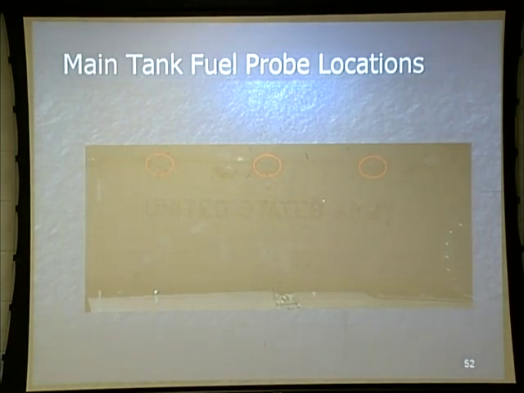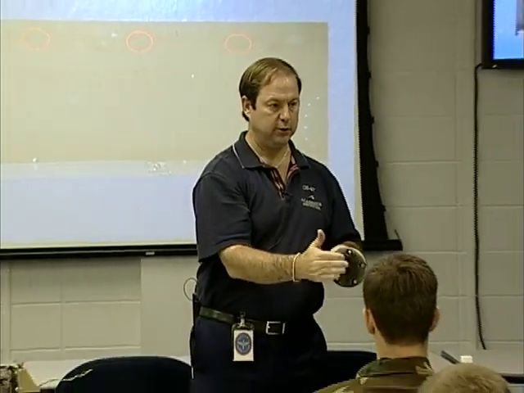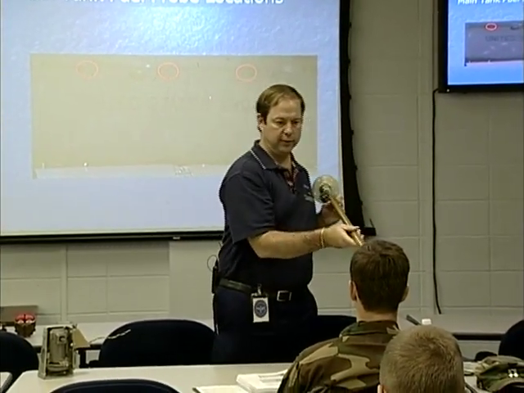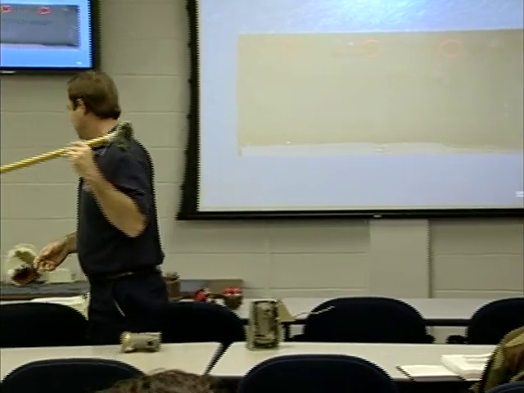Main tank fuel probes. You can see the actual locations from outside of each one of the tanks, and you'll notice we have 3 probes. We have 1 for each one of the aux tanks. Now, the fuel probes themselves, here they are. Here's what they look like. Basically, this is what you see on the top of the tank. And what you're going to notice is you have an inner tube and an outer tube. And we'll show you the picture here.